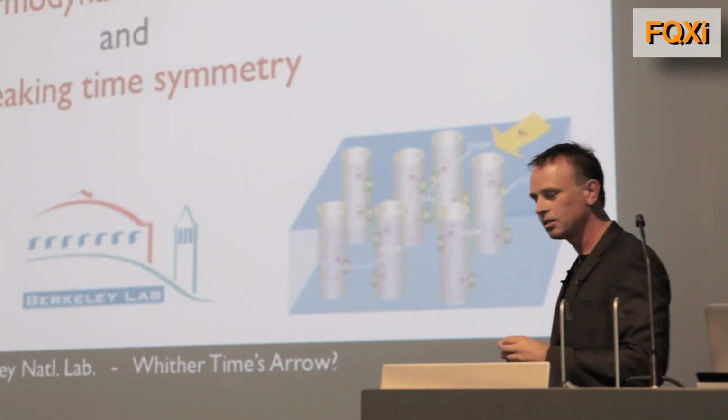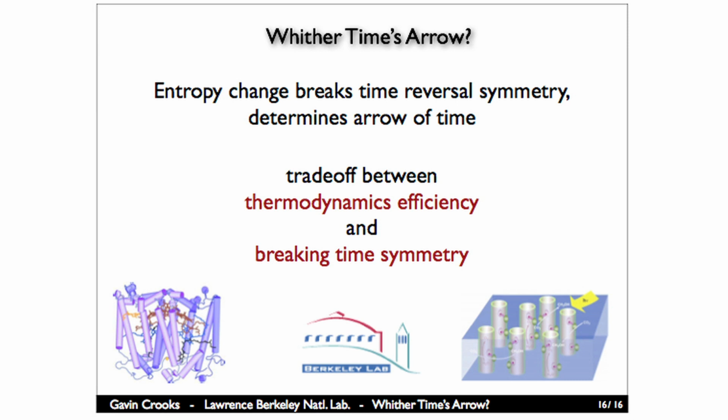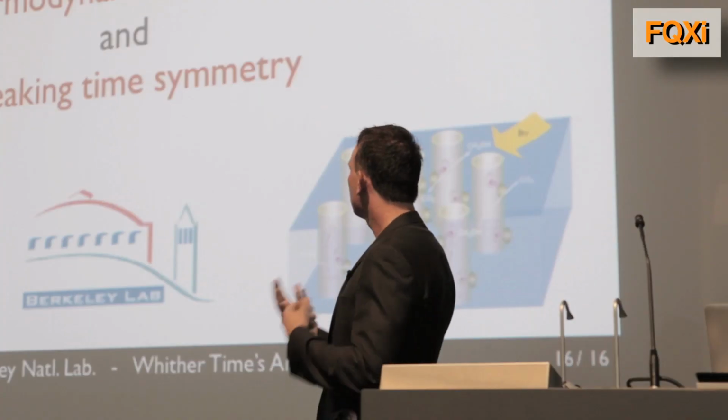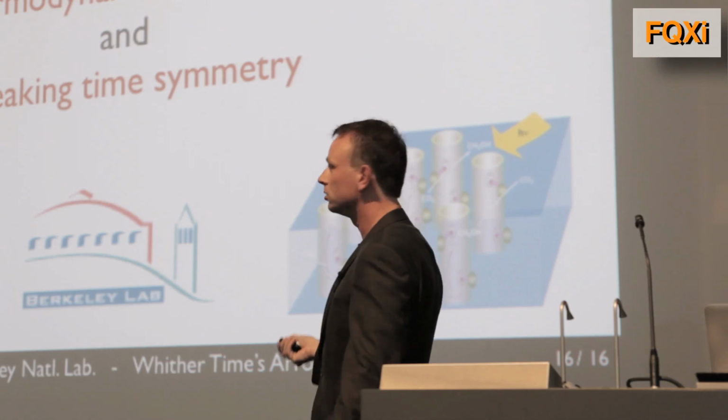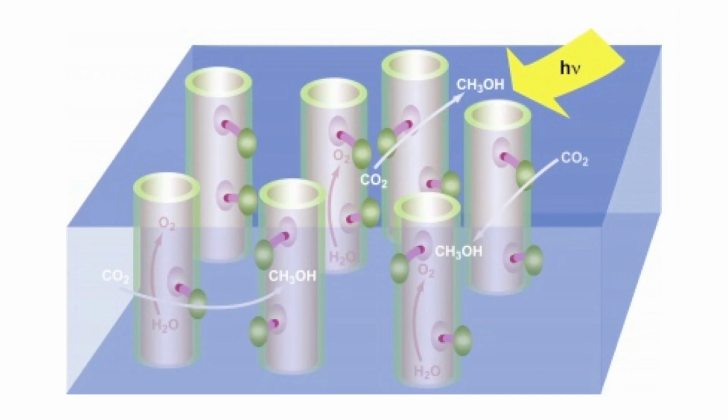So those are the key thoughts I'd like you to take away. It's the entropy change, quantitatively, that breaks time reversal symmetry at the level of trajectories. And on a broader level, there's this trade-off between thermodynamic efficiency and time symmetry breaking. And this is relevant to this cartoon of the photosynthetic reaction, the artificial reaction things that we would like to build.